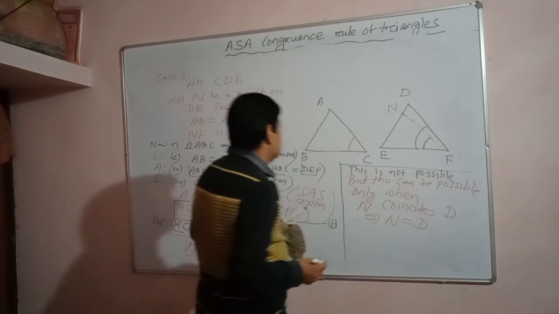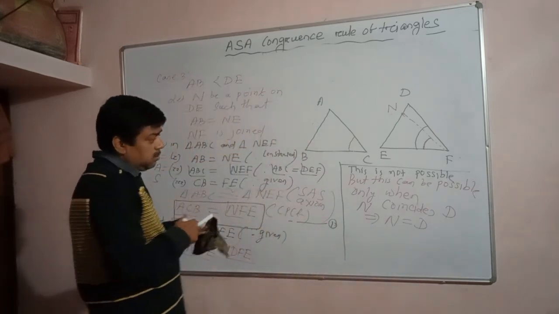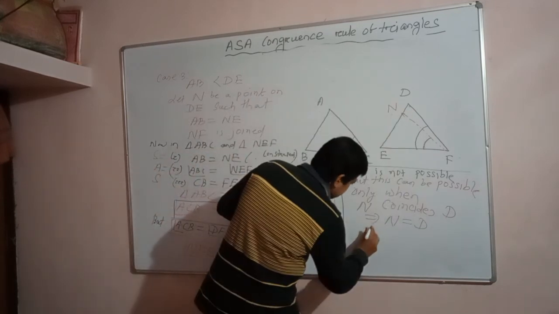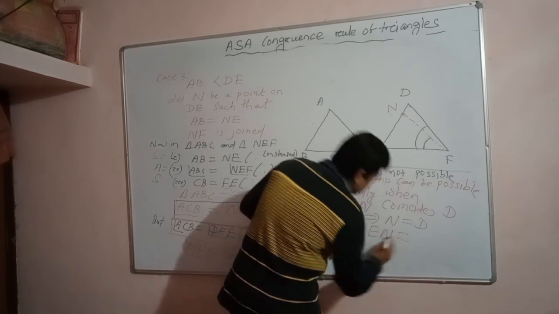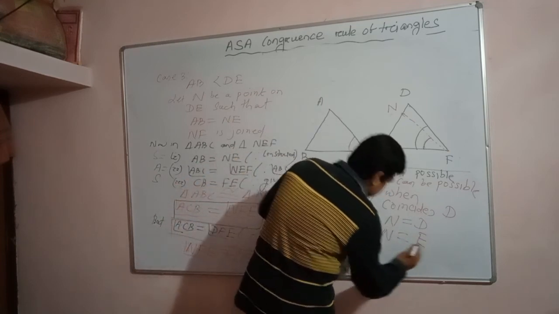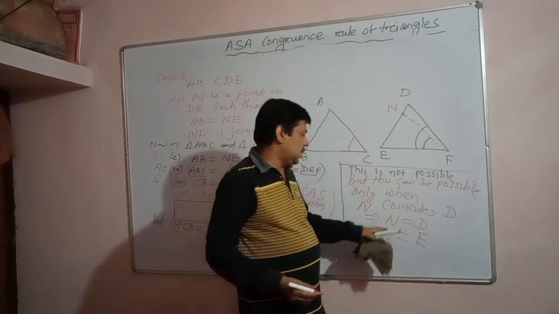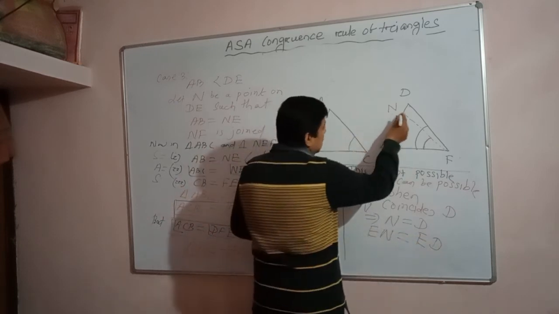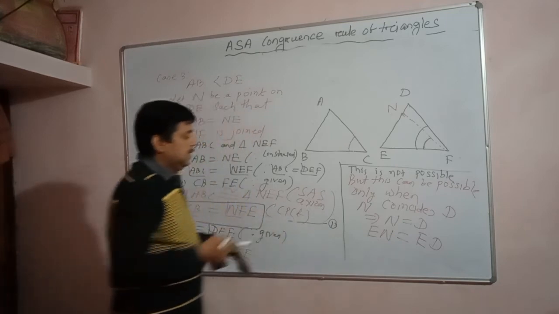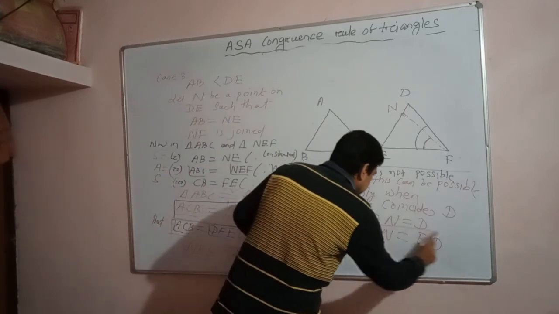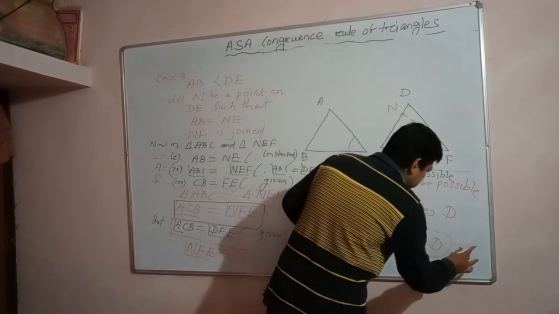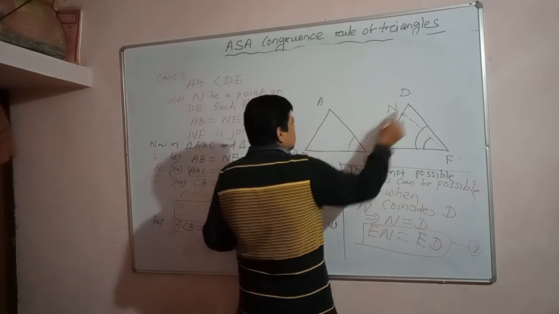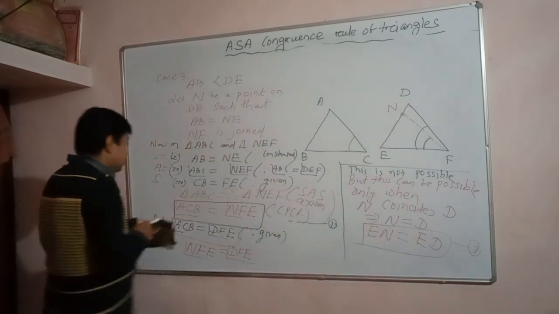N is equal to D. If N is equal to D, then what will happen? Then EN is equal to ED. As N and D are the same point, in place of point N, I can write point D. It means EN is equal to ED. This concept understood? Since EN is equal to ED, and EN is equal to AB, so AB is equal to ED. You can write also. Okay.